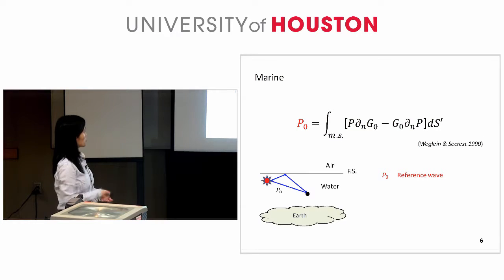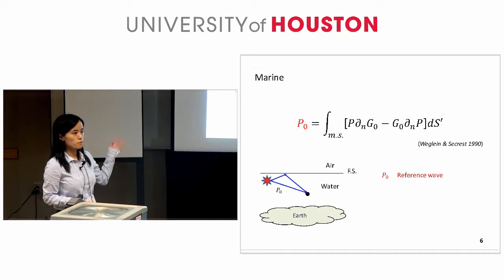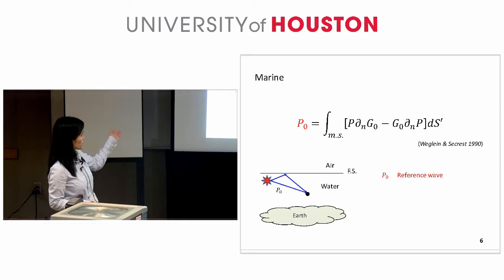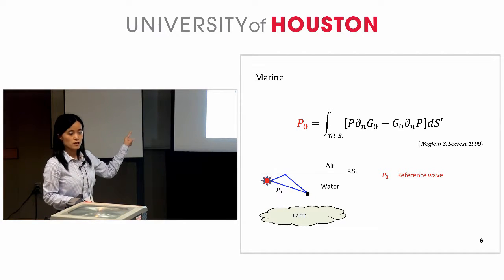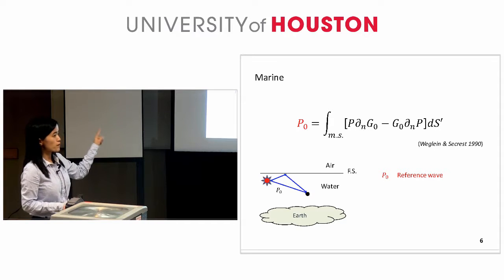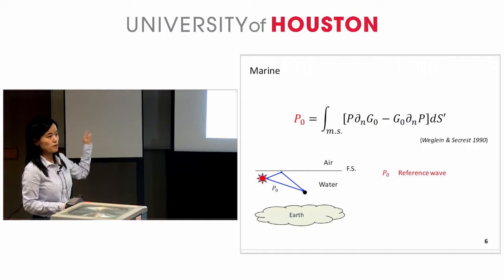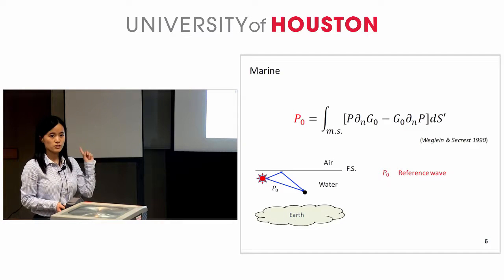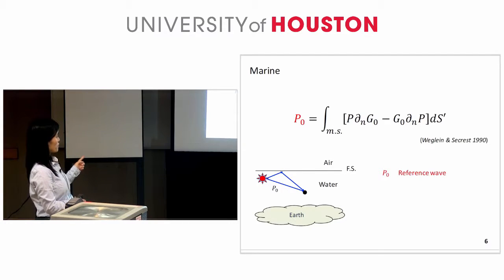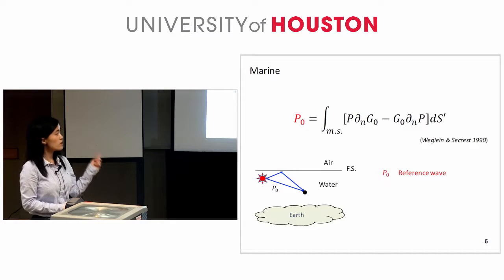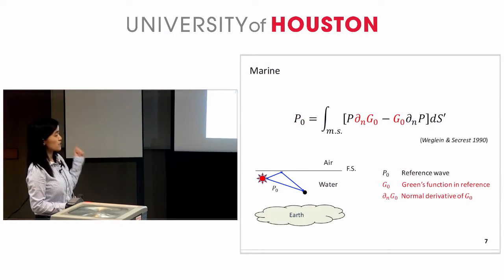As this figure below shows, the reference wave is the wave that starts from the source and ends at the field, and does not experience the Earth. Oppositely, the scattered wave is the wave that does experience the Earth. Now, to predict either the reference wave or the scattered wave, you need to have both Green's function G0 and its normal derivative in the reference medium, which is acoustic here.